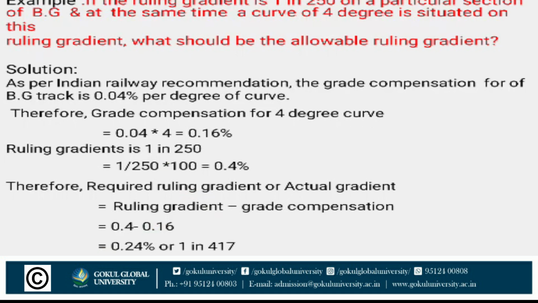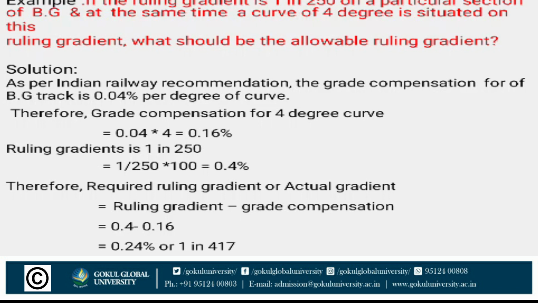Here is an example of the compensation of the grade. If the ruling gradient is 1 in 250 on a particular section of broad gauge, and at the same time a curve of 4 degrees is situated on this ruling gradient, what should be the allowable ruling gradient provided?